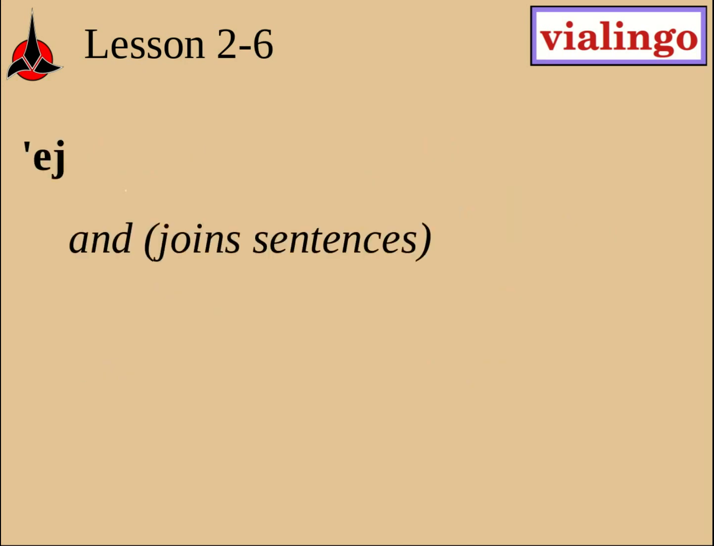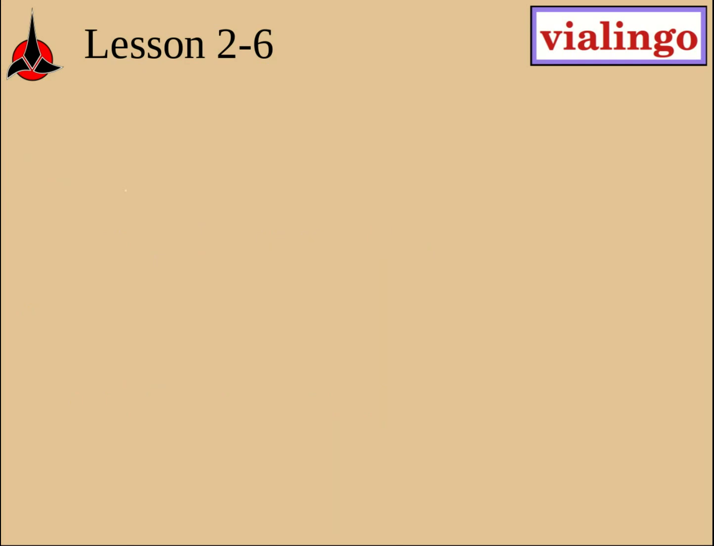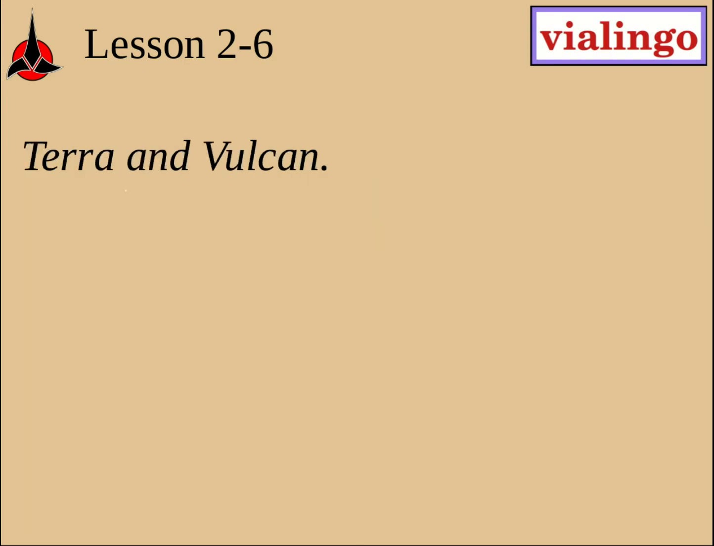You already know that edge means and. It is used to join two sentences together. However, when you want to make a list, for example, a Vulcan and a Terran, or a Romulan and a Cardassian, there is a different word for and, ghaj. Ghaj comes at the end of the list. So, a Terran and a Vulcan is tera'ngan, vulqangan, ghaj. You are literally saying a Terran, a Vulcan, and. How do you say Terra and Vulcan?